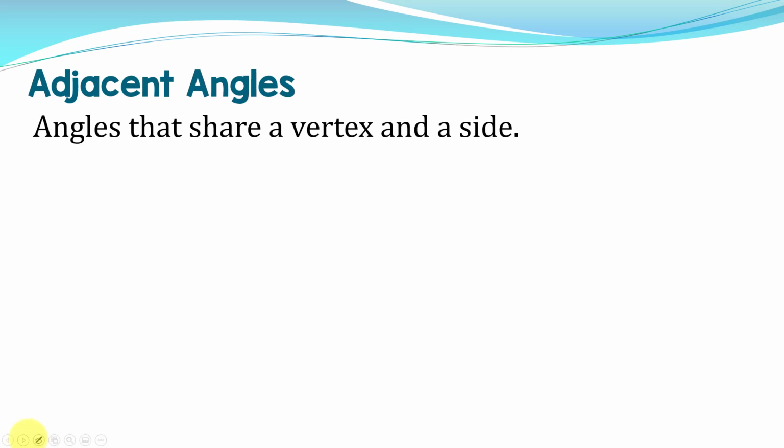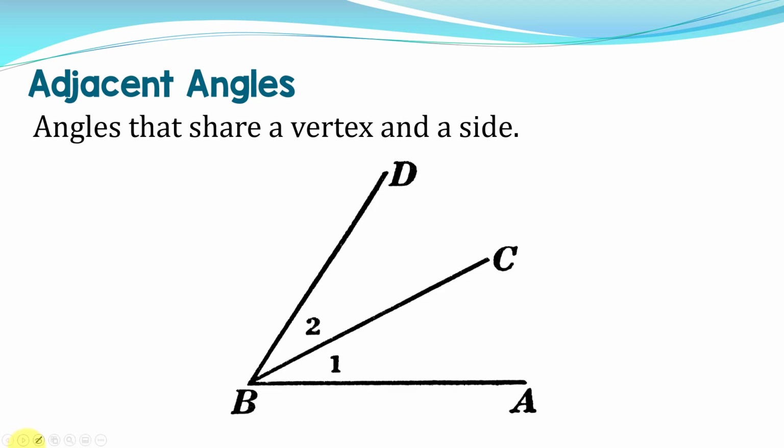All right, adjacent angles share a vertex and a side. So this side right here is in common. They both have the same vertex. This angle shares side BC, and this angle also shares side BC. So we call those adjacent angles.